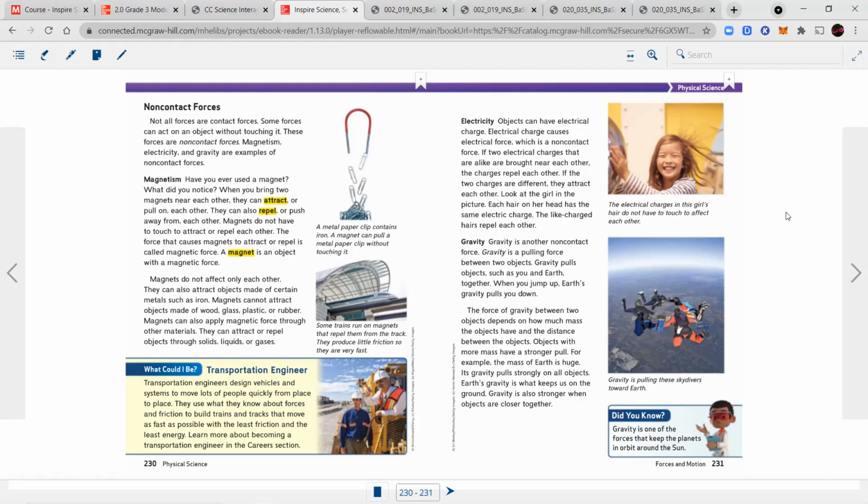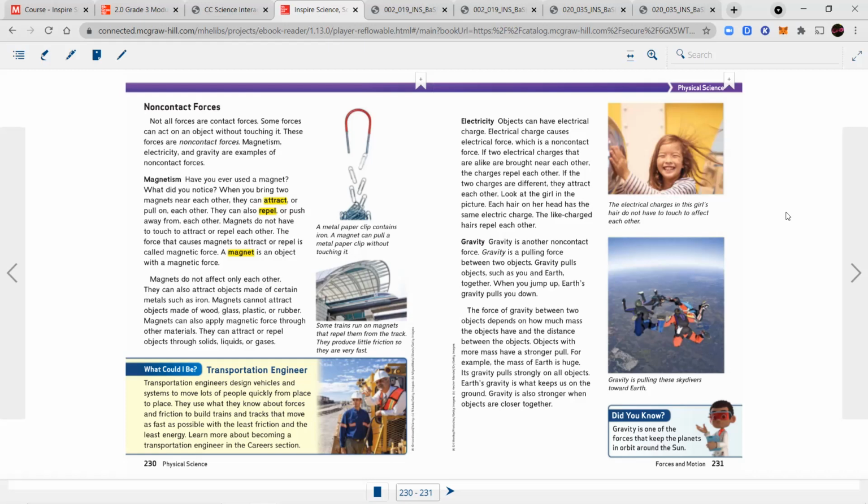A metal paperclip contains iron. A magnet can pull on a metal paperclip without touching it. Sometimes trains run on magnets that repel from the track. They produce little friction so that they are very fast.